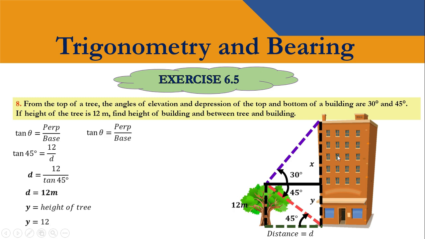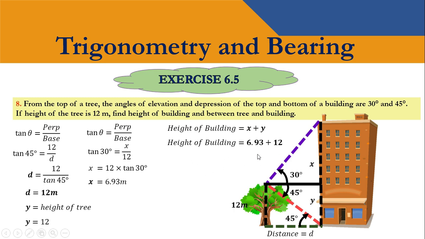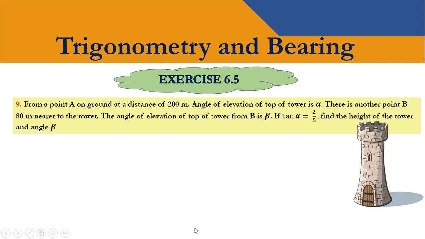Now we need the value of x. To do that we have to use tan theta again, putting the value perpendicular divided by base, because we know that this base is equal to the distance between the tree and the building, which is 12 meters. After solving that we will get the value of x. So the height of the building, if we add all the things together, is 18.93 meters. Now we will start question number 9.